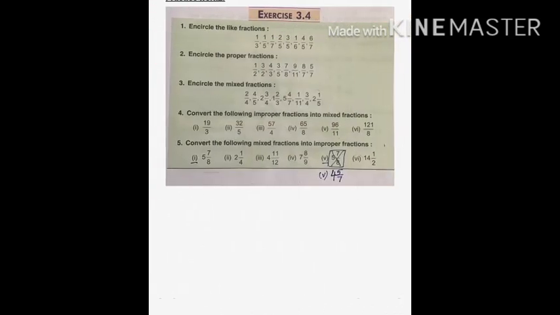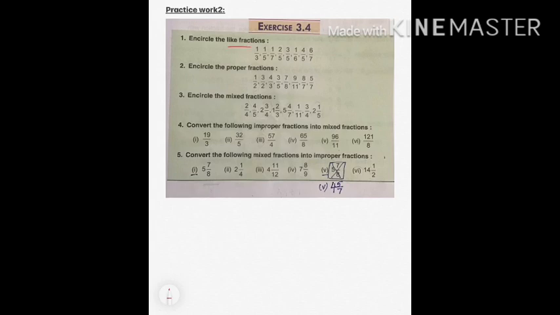Alright students, so here is some activity for you. You can carry on with this and try to solve it with the information given to you. First is, encircle the like fractions. Now just see, how many 5s, 5, 5, 3. So these 3 are like fractions. Then 2 more like fractions are there, that is 1 upon 7 and 6 upon 7. These 2 are also like fractions, so you can circle these 2 also.